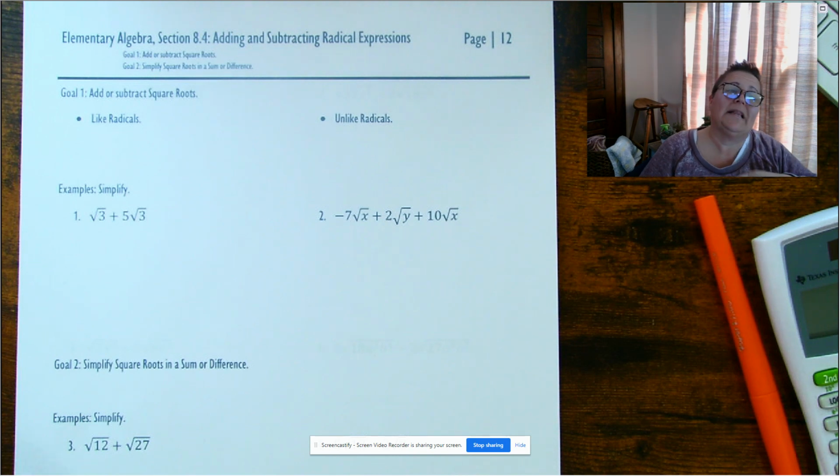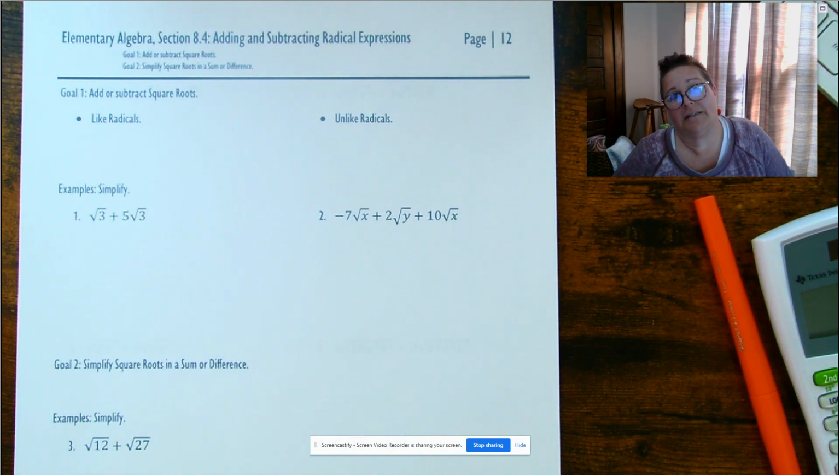We are currently working on section 8.4 in radical expressions. We've talked about how to multiply and simplify square roots and some cube roots and some higher orders. Today we're going to work on just adding and subtracting when you have radical expressions, and we are going to concentrate on square roots.